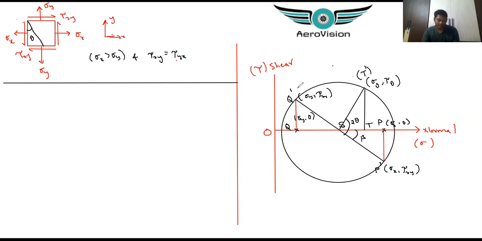So if you observe, every point on the circumference of the Mohr circle represents a stress state. For example, if you draw a radial line from the center, it will intersect the circumference of the Mohr circle at a point. That point represents the stress state corresponding to that plane. Here the radial line represents the plane, and the point represents the stress state on that plane. Okay, remember that.